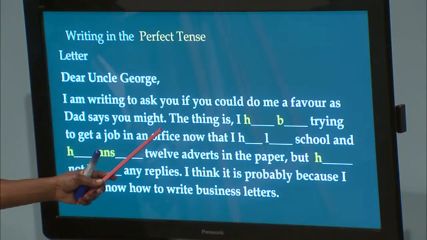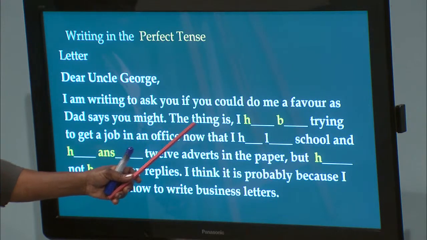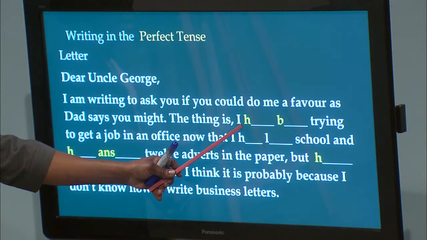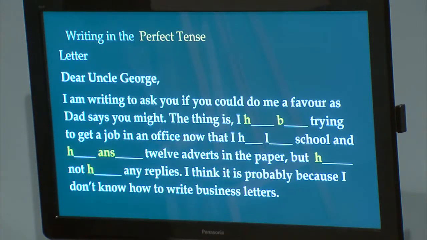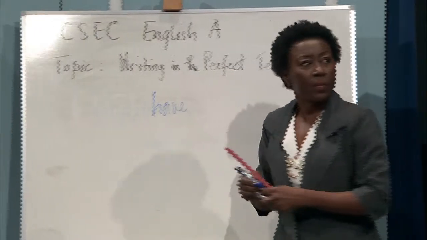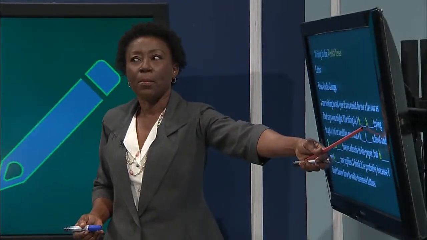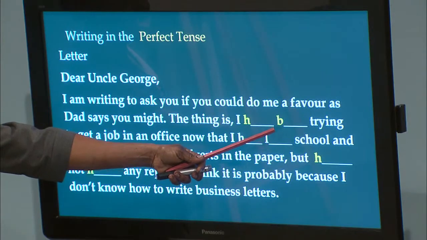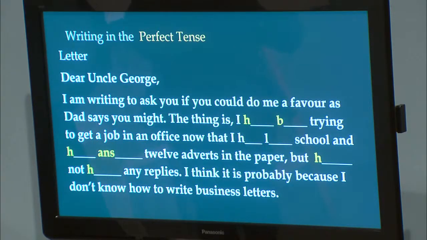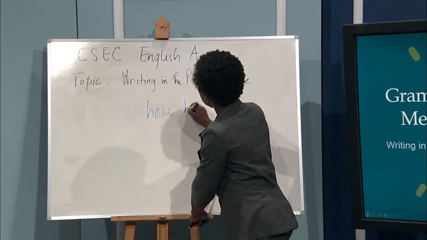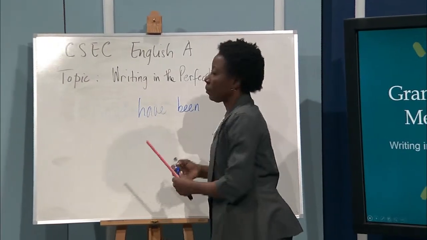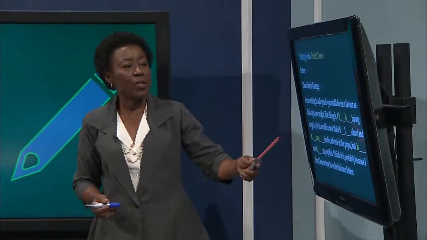Let us read the second sentence. The thing is, I have. So I have. Very good. I have what? Been. I have been. Have been. Okay. Trying to get a job in an office.